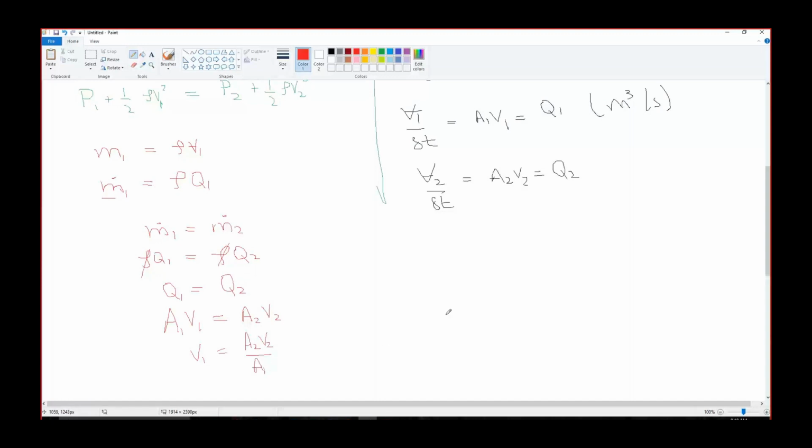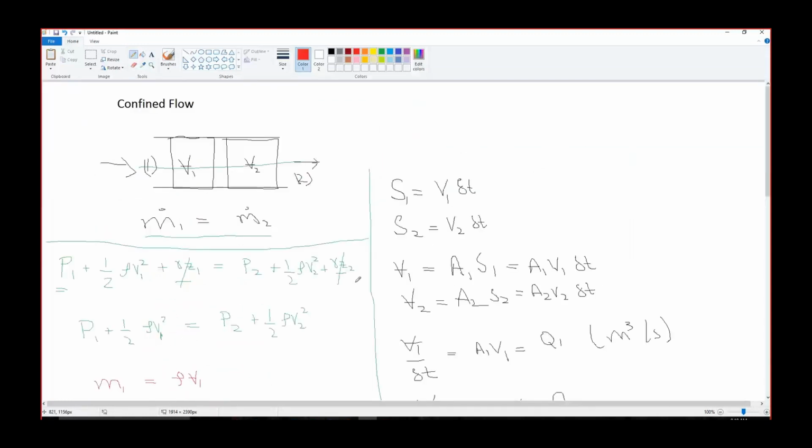Sir, why are P1 and P2 not cancelling out? Both are equally on a center line. Oh, no. I have drawn a very simple geometry. Let's say the confined flow is like in a pipe, like this. We have a pipe like this.